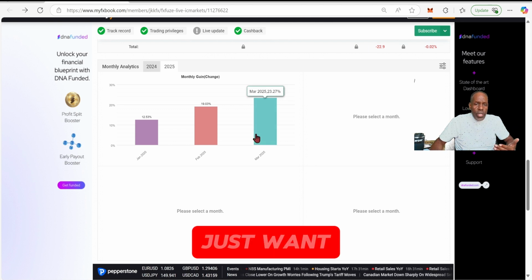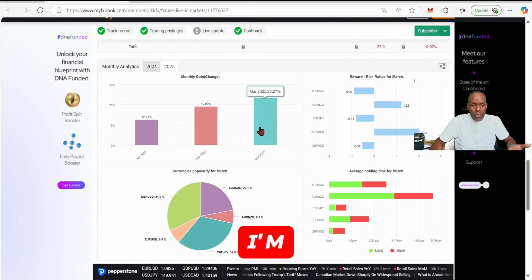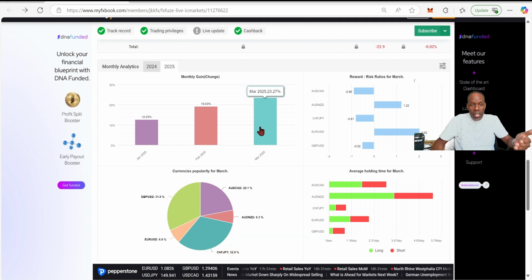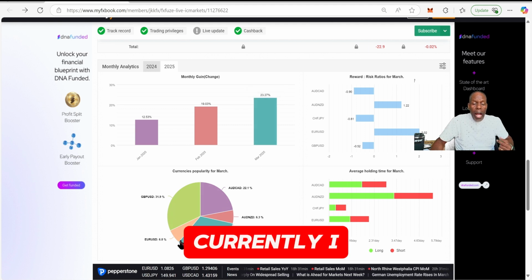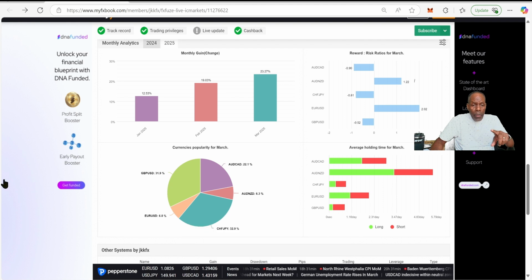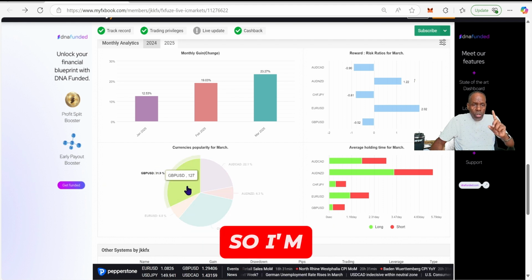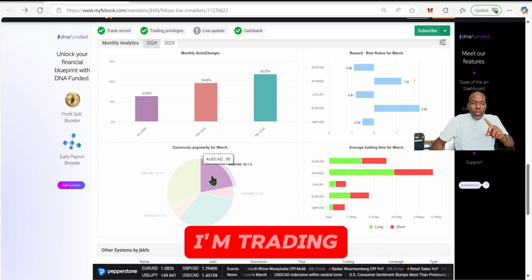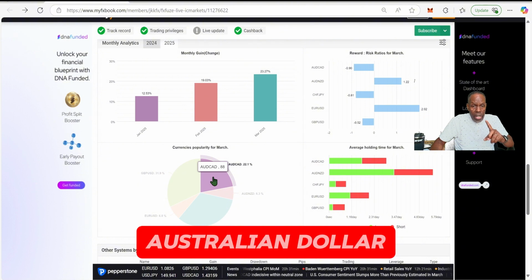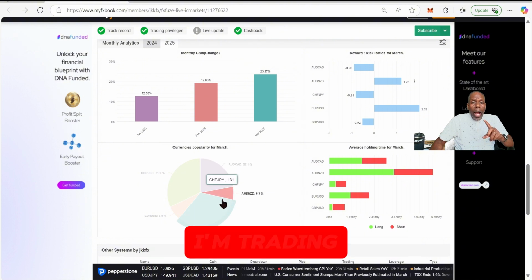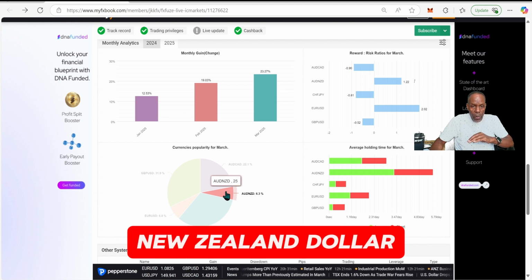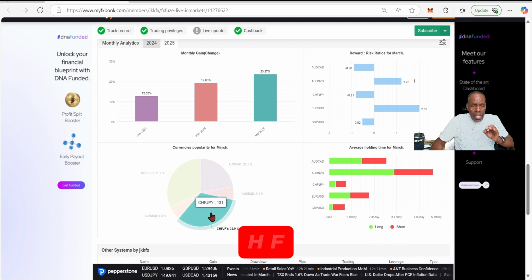Again, if you just want to know which currencies I'm trading with, you just click on any one of these and it will show you the instruments that I'm trading. Currently, I'm trading pound. Let me just show you that. So I'm trading pound against dollar. I'm trading the Australian dollar against Canadian dollar. I'm also trading Australian dollar against the New Zealand dollar, and I'm also trading the CHF against Japanese yen.